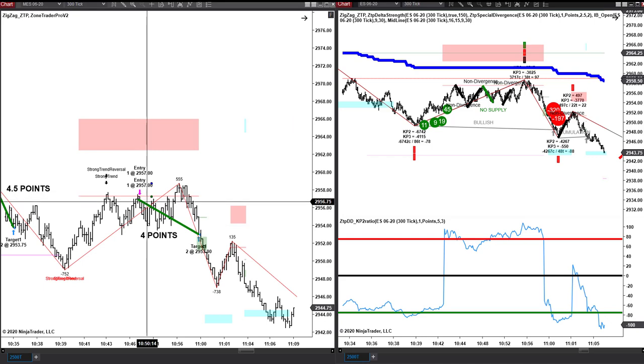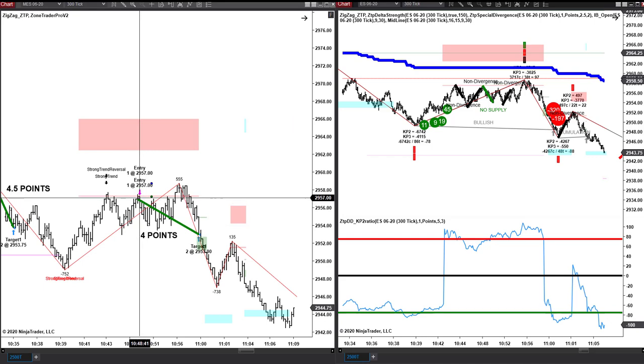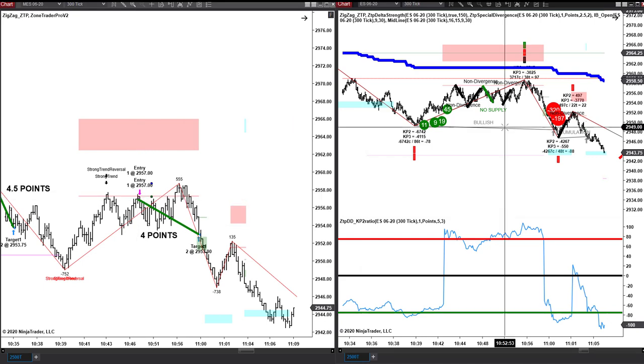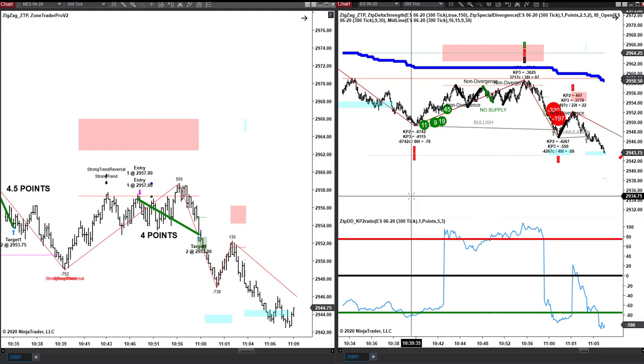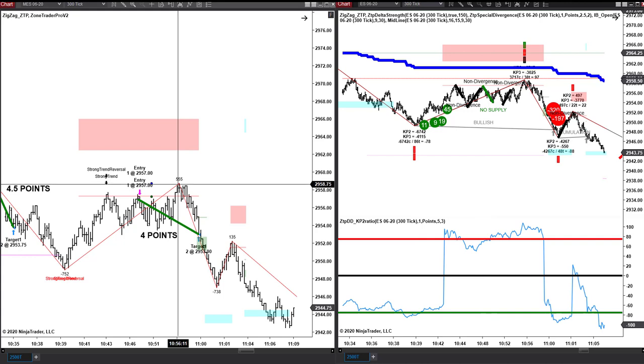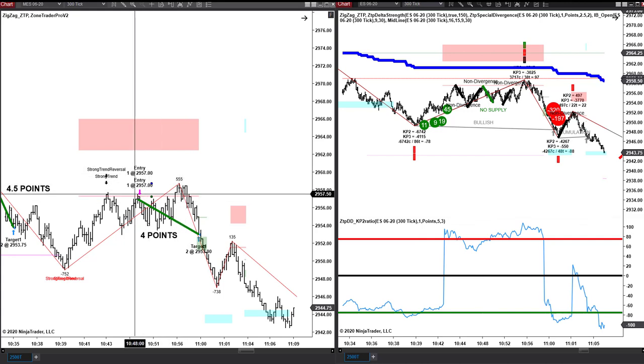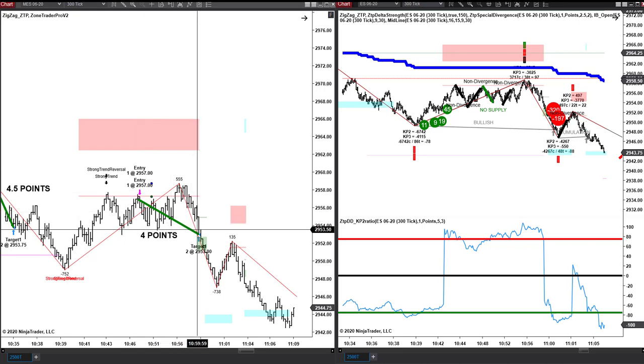Next, we traded into a strong trend reversal pattern. I shorted 2 contracts right here, and really could have shorted a couple more, but I was waiting for a few more ticks here, and went ahead and took that for another 4 points right there.